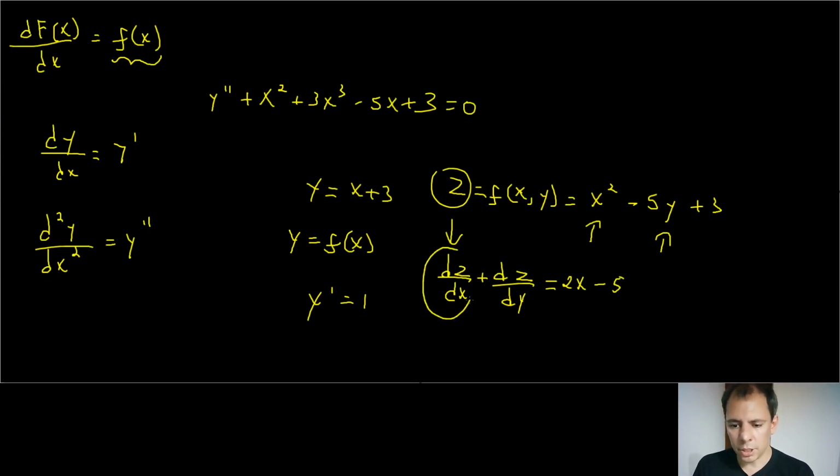Because you have to partially differentiate with respect to x, and then partially differentiate with respect to y. All right, so this is the difference between ordinary and partial differential equations, okay? The ordinary one, you're just going to depend on one independent variable, and in the partial differential equations, you're going to depend on more than one independent variable.